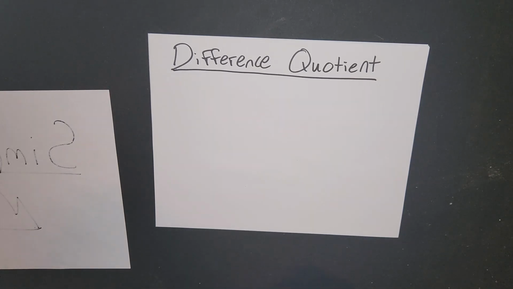Like I said, it mostly deals with calculus, and it kind of leads us into calculus. You might see it a little bit in pre-calculus, depending on what your teacher teaches you. But this is really dealing with some higher level thinking. And so what the difference quotient is, it's a variation on slope. It's a way that we can look at the slope of a curved object.